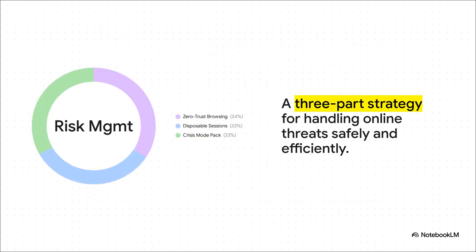Now, for handling online threats, the framework uses this really smart three-part strategy. For any sketchy link you're not sure about, you use zero trust browsing in a totally quarantined tab. For investigating weird DMs from unknown accounts, you use a disposable session that you can just nuke afterward. And for real emergencies, you have a pre-built crisis mode pack ready to launch.